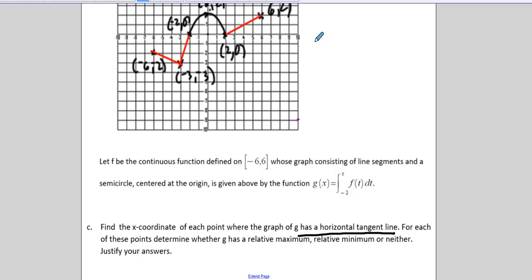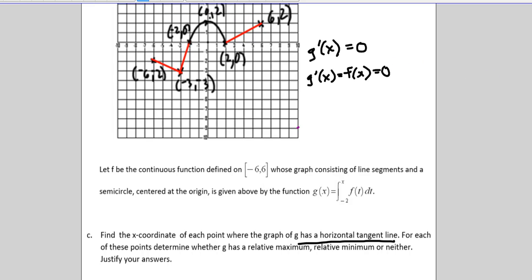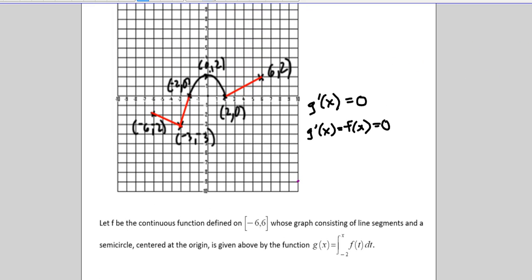In other words, where g has a horizontal tangent line, that means, first of all, tangent lines are the first derivative, so that's going to be g prime of x. A horizontal tangent line has a slope of 0, so I want to know where g prime of x equals 0. But remember, g prime of x is equal to f of x. So what I want to know is, where does f of x equal 0, first of all. So let's circle those. f of x equals 0 right here and right here.